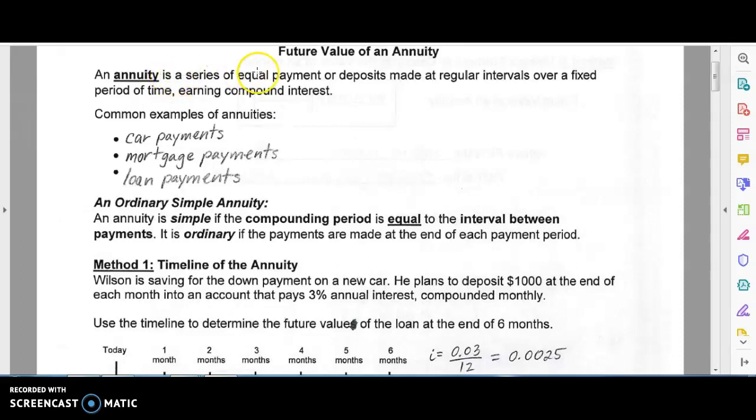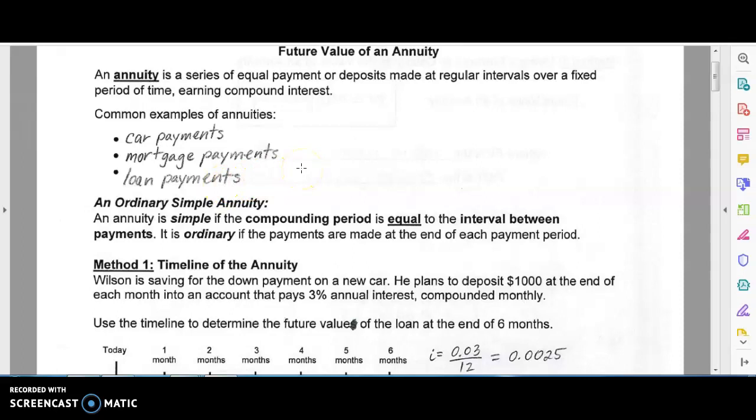So an annuity is a series of equal payments or deposits made at regular intervals over a fixed period of time, and an annuity earns compound interest. So the key here is equal payments or deposits at regular intervals over a certain fixed period of time. Examples of annuities include car payments, mortgage payments, loan payments.